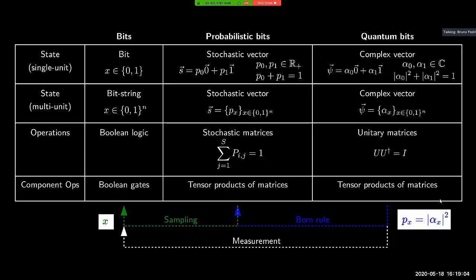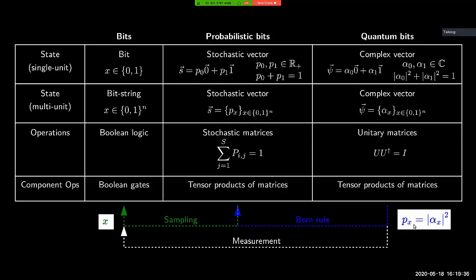So the Born rule gives you the probability of getting 0 or 1. When you perform many measurements, you will have access to the modulus square of the coefficient. You will not access directly the coefficient, but you will access the modulus square of the coefficient. And this is a real number.